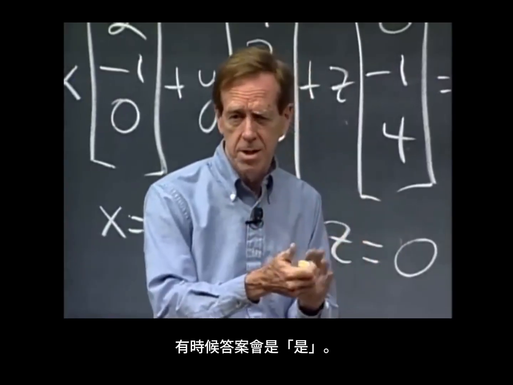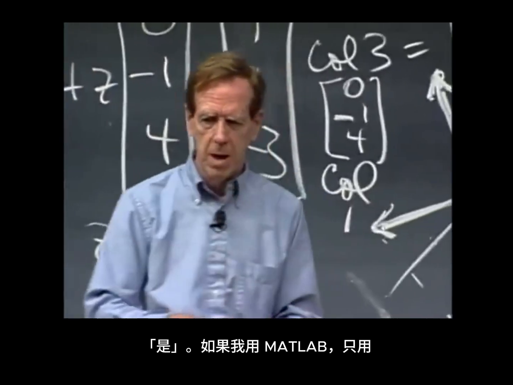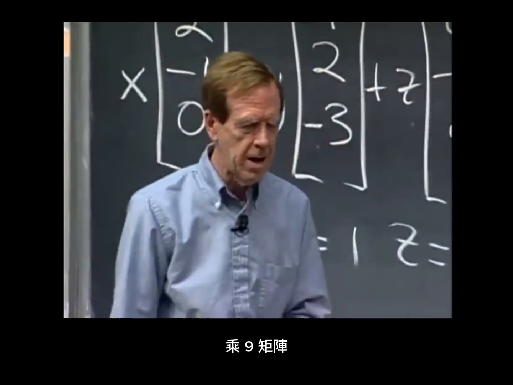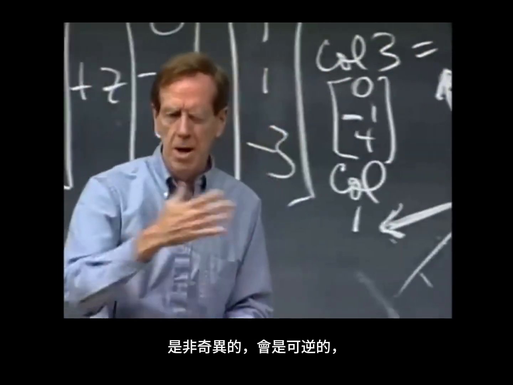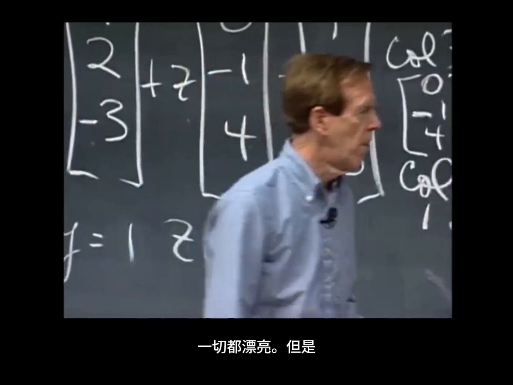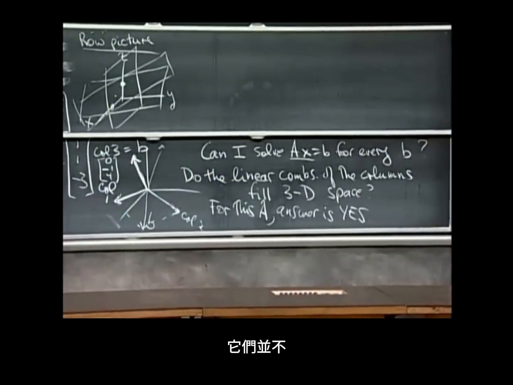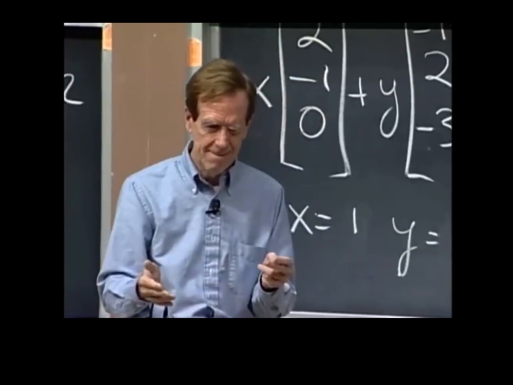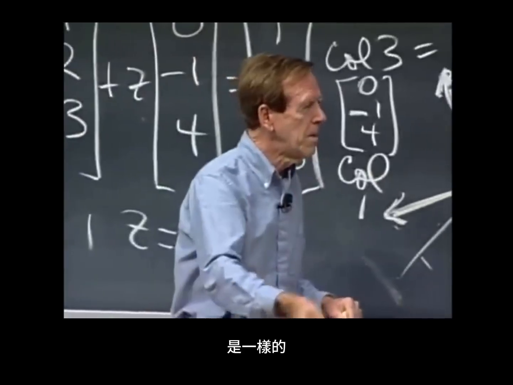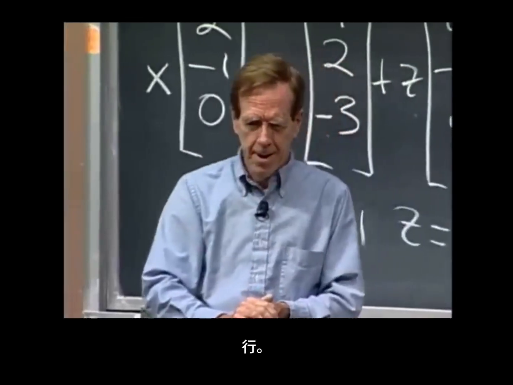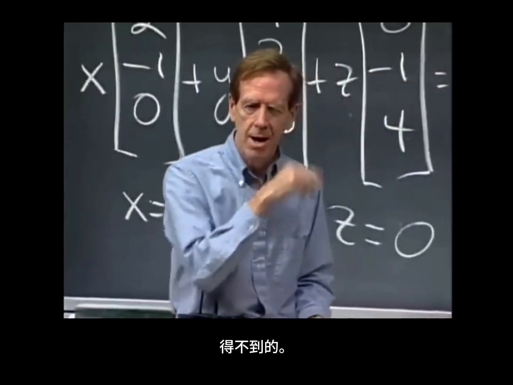Sometimes the answer will be yes. If I picked a random matrix, it would be yes, actually. If I used MATLAB and just used the random command, picked out a 9x9 matrix, I guarantee it would be good. It would be non-singular, it would be invertible, all beautiful. But if I choose those columns so that they're not independent, so that the 9th column is the same as the 8th column, then it contributes nothing new, and there would be right-hand sides B that I couldn't get.